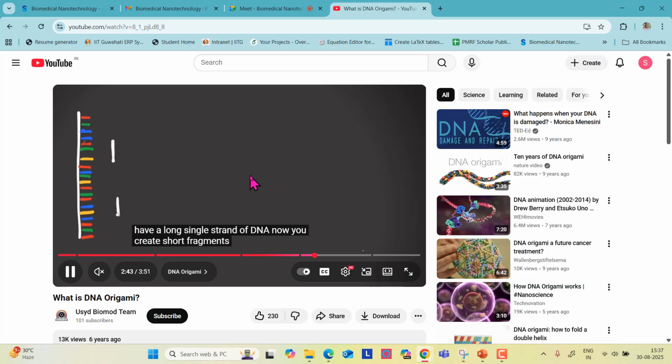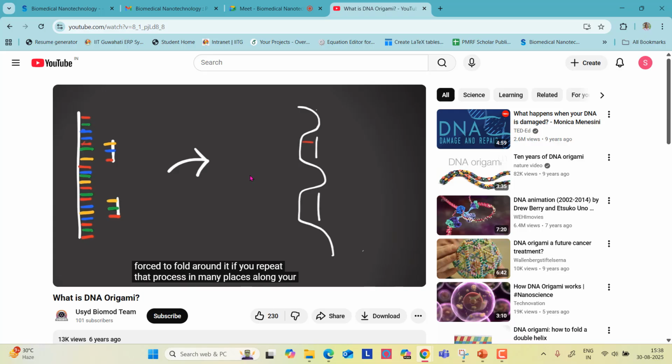So we have a long single strand of DNA. Now you create short fragments that are complementary to small portions of your strand. These fragments form stable bonds to their complementary portions. You can see how they are making the fragments.